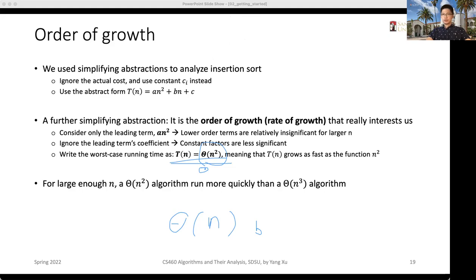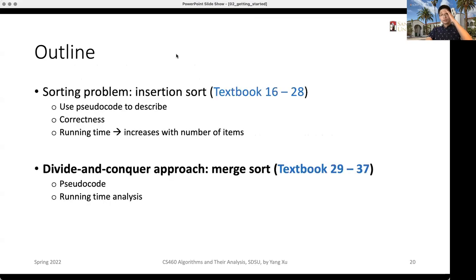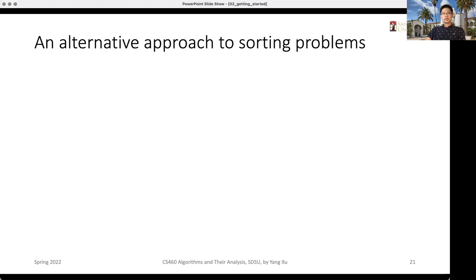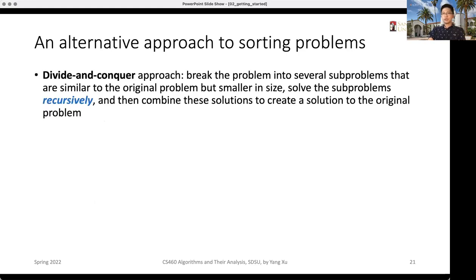Okay, let me clear these drawings. Today our next goal is to go through the divide and conquer approach, which introduces the second sorting algorithm, merge sort. I recommend you go through the textbook after the lecture today. Similarly, we're going to have a pseudocode implementation of the merge sort algorithm, and we will also analyze its running time. It's an alternative approach to sorting problems, called divide and conquer. We will have a special chapter for this family of algorithms, but today let's just have a quick view of this type of method.